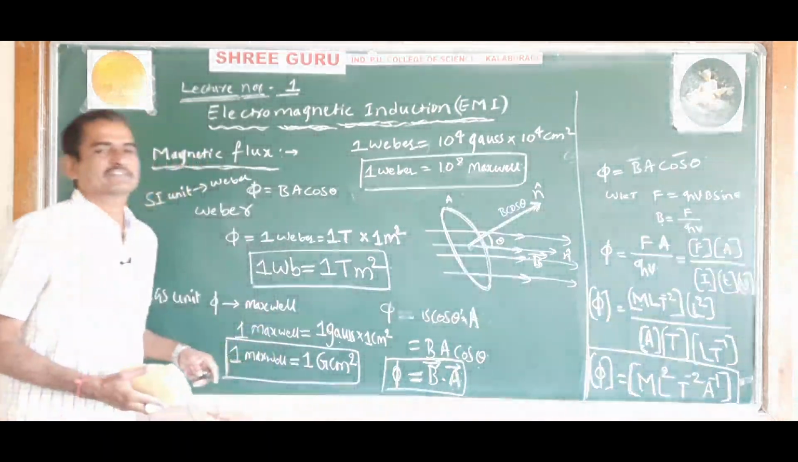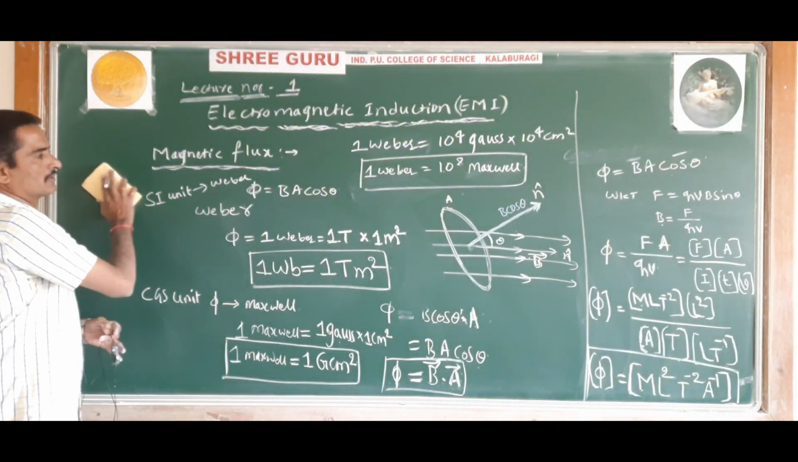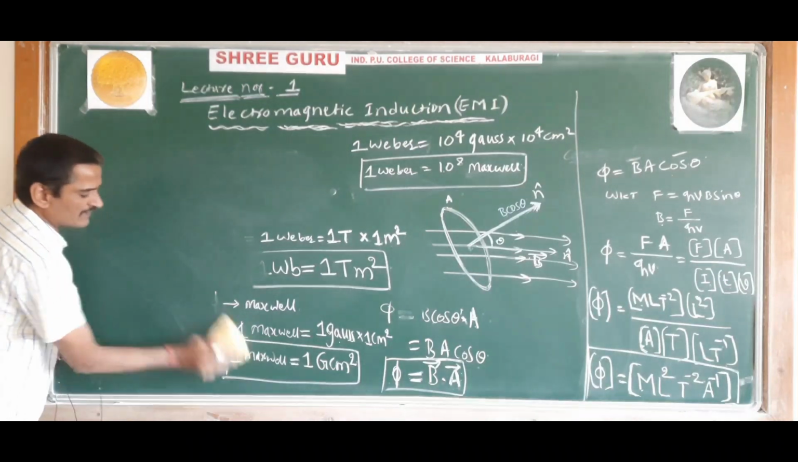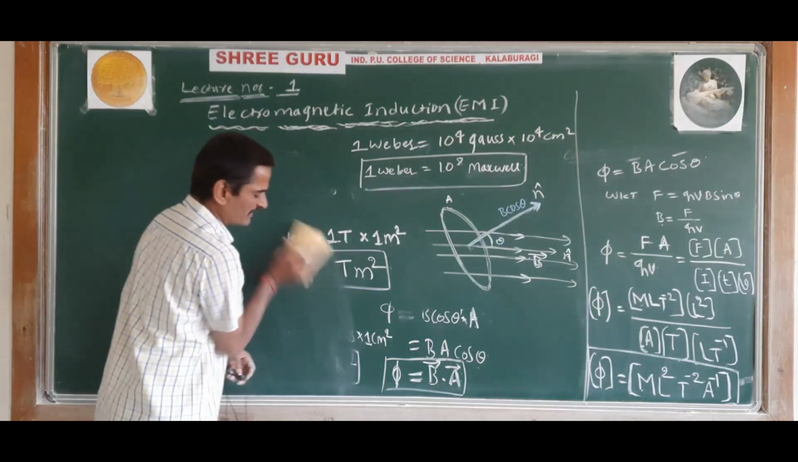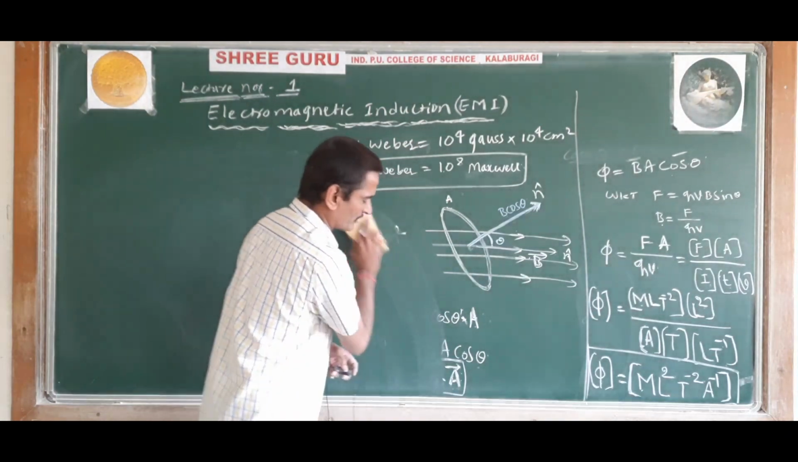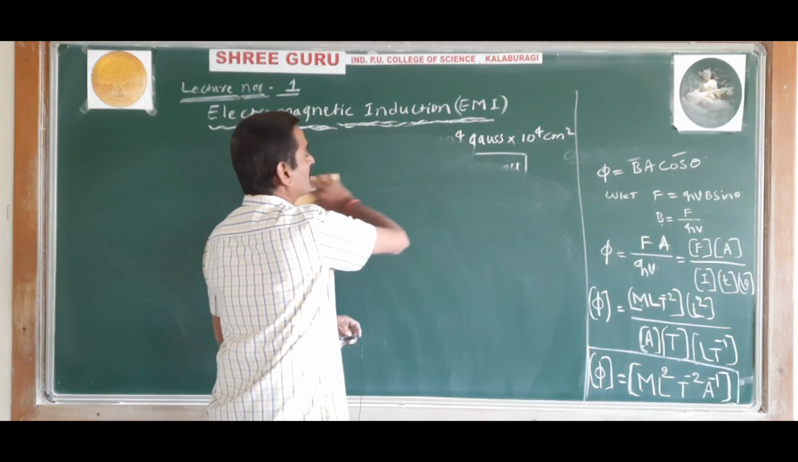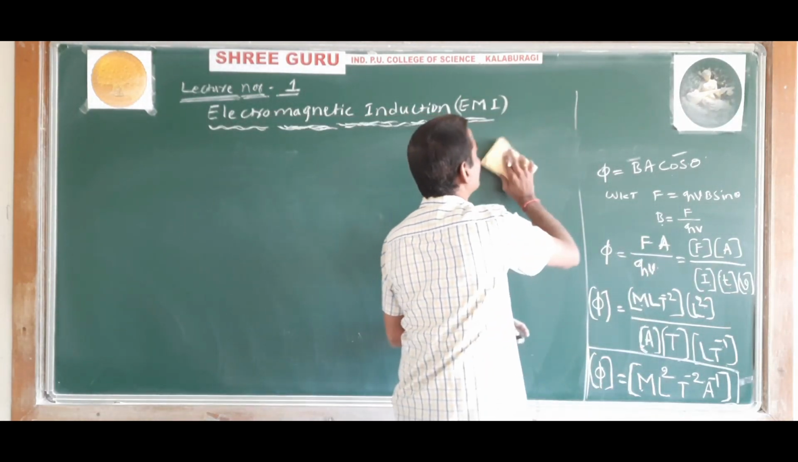So magnetic flux is a scalar quantity. Understood? Okay. This is about magnetic flux. You have to learn about magnetic flux because magnetic flux is used in this chapter everywhere. So hence I told about the magnetic flux.